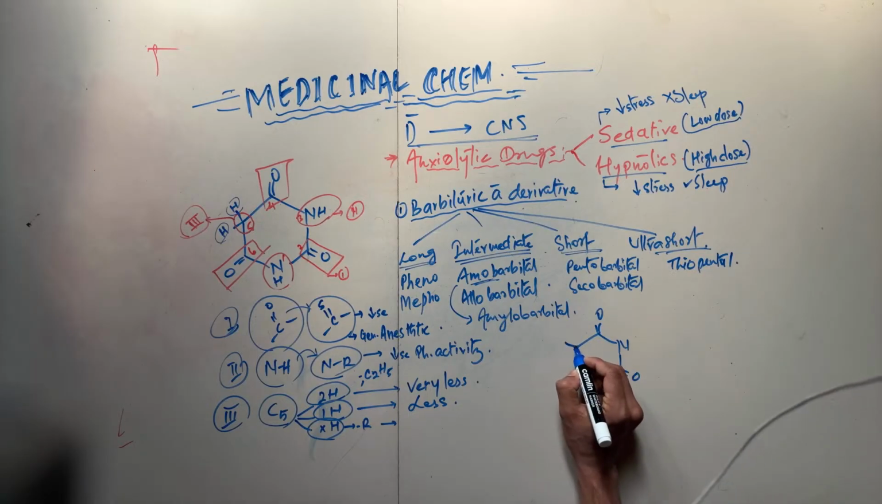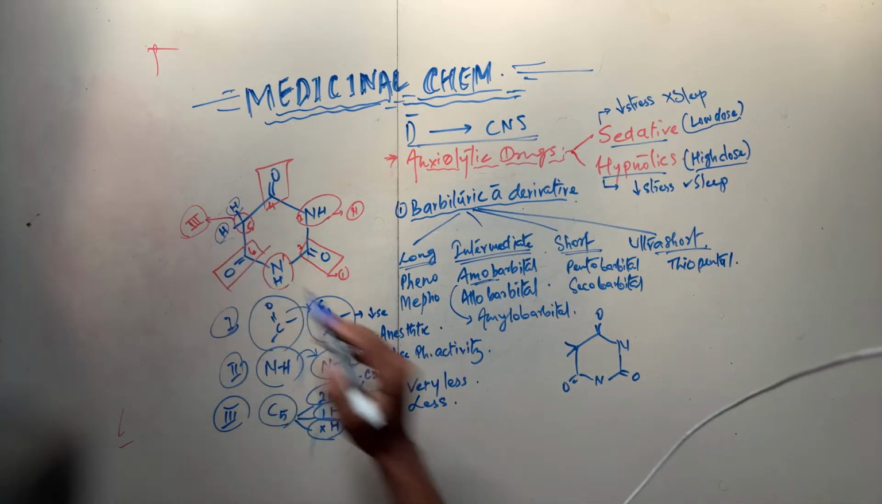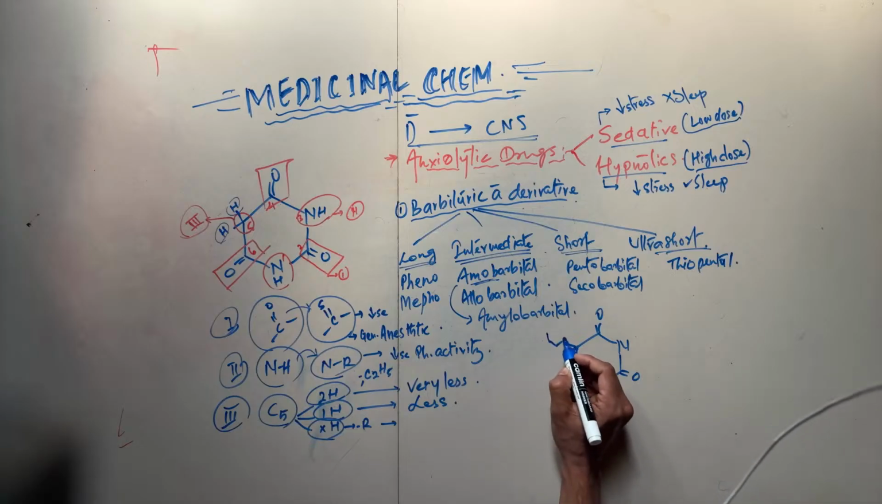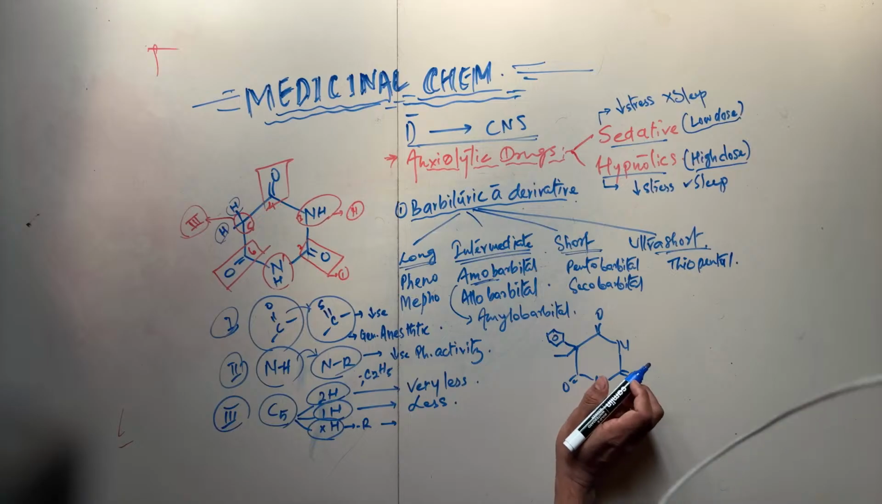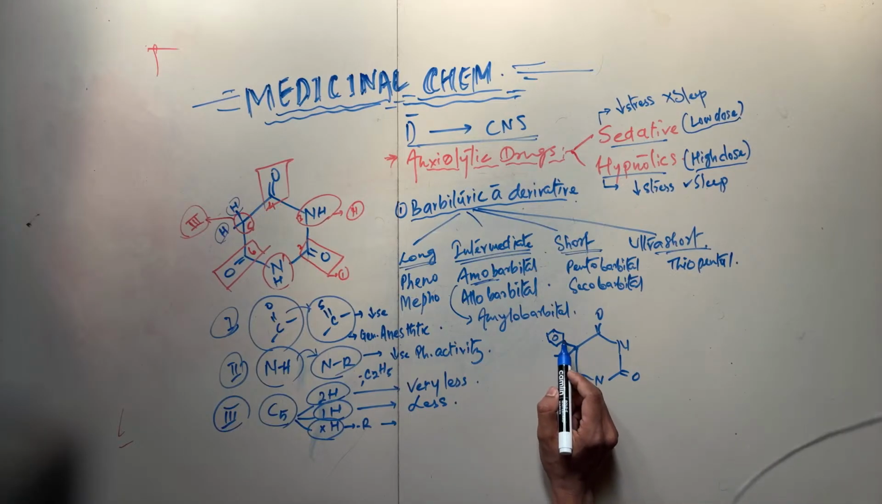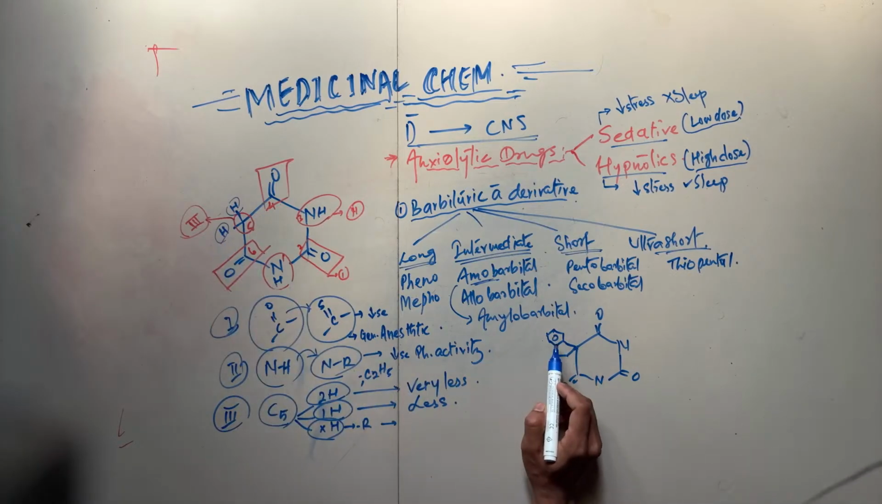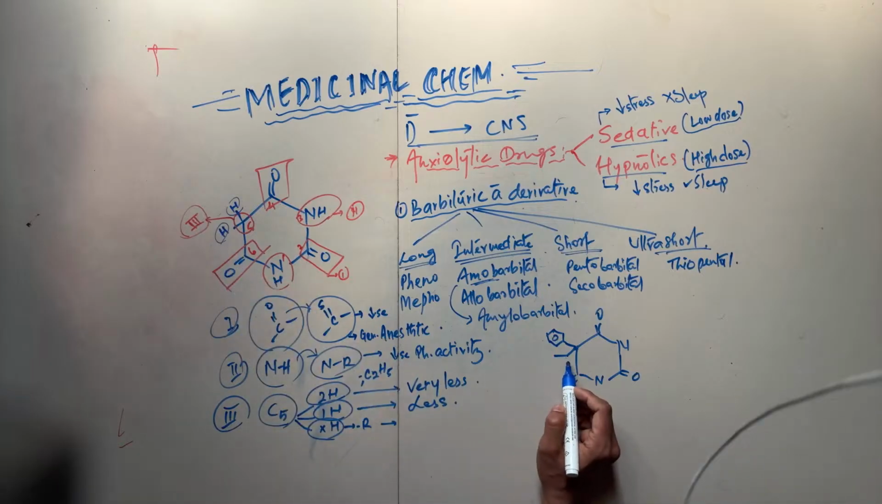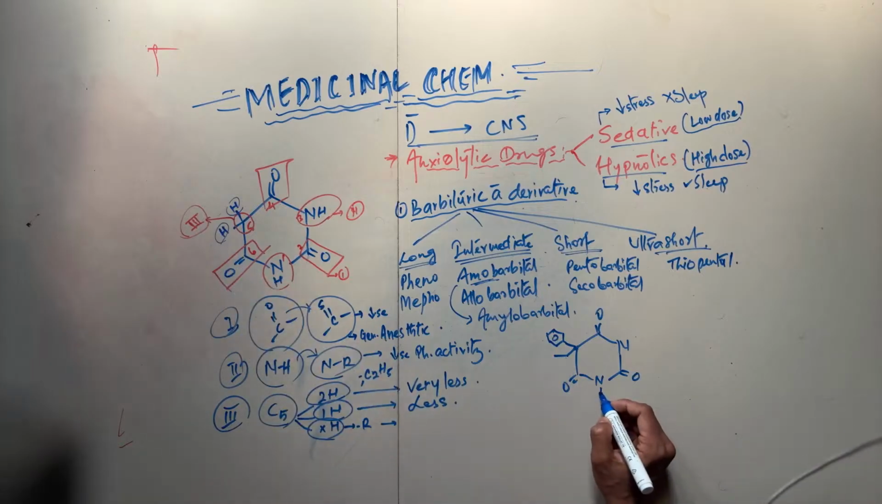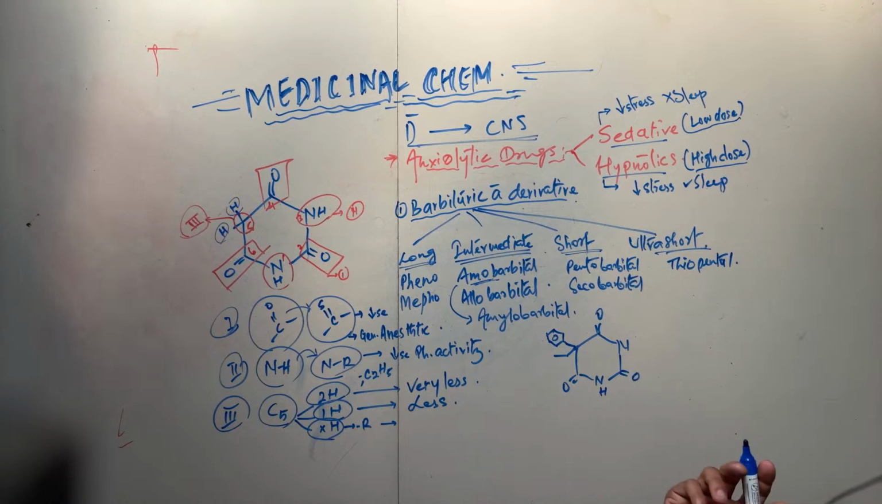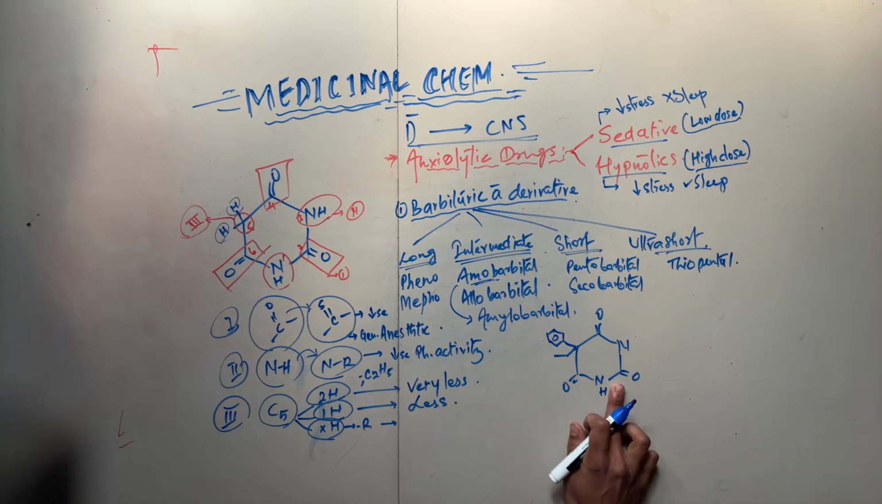Now here earlier 2 hydrogen was there, right? Now there will be one phenyl group, phenyl ring, and along with that one ethyl group. So this hydrogen is substituted with phenyl and the other hydrogen is substituted with ethyl group, right? Yes or no? So this is called phenobarbital. That's it.